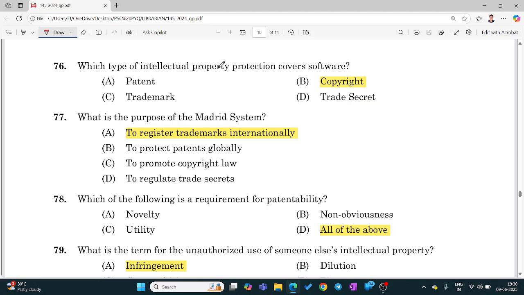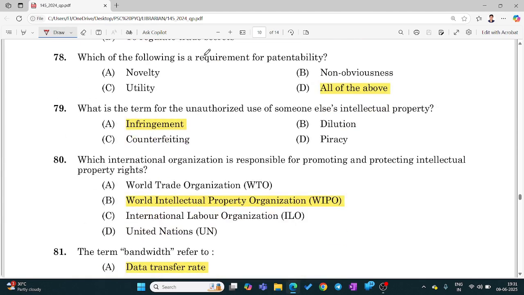Which type of intellectual property protection covers software? Copyright is the answer. What is the purpose of the Madrid system? To register trademarks internationally. Which of the following is a requirement for patentability? Novelty, utility, non-obviousness. All three are the answer, so all of the above is the answer.